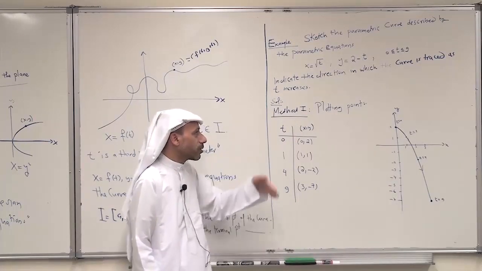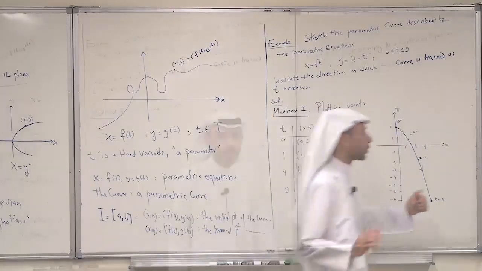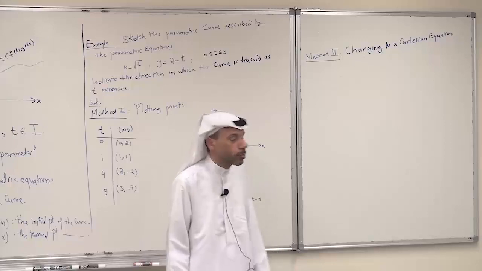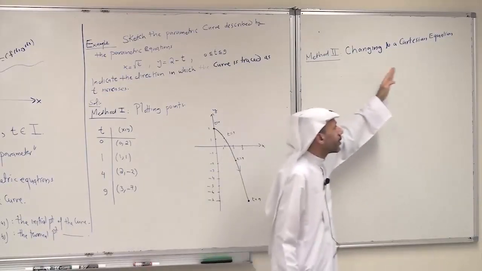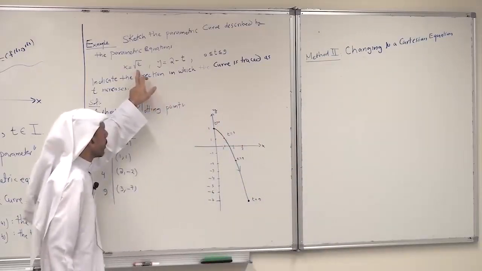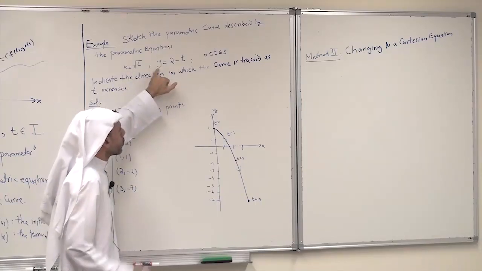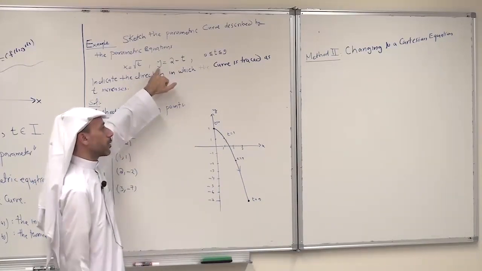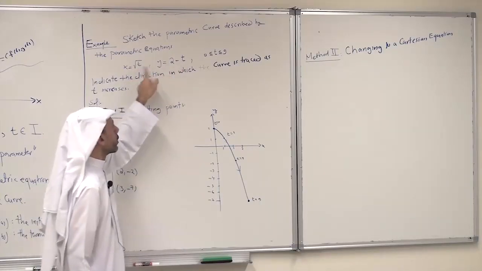Well, there is another method. Let's see what this method is. The second method to sketch the parametric curve is by changing to a Cartesian equation. So we take the parametric equations and try to relate x and y so that we change them to Cartesian equations. This can be done by eliminating the third variable t.